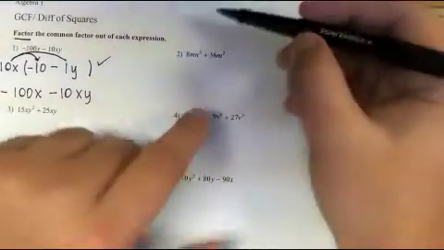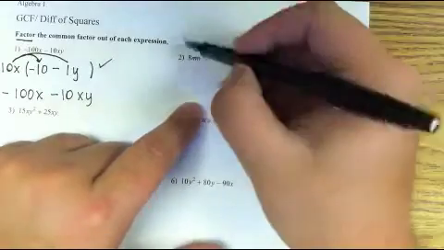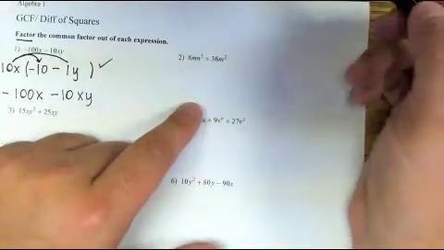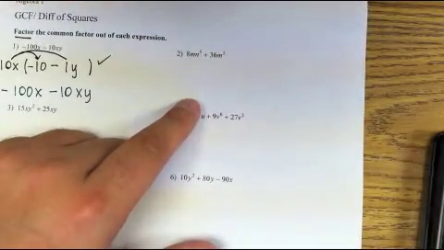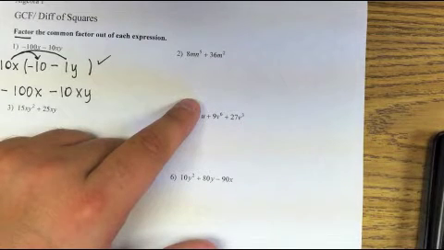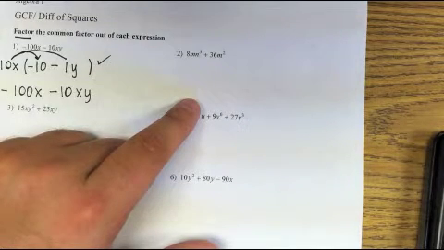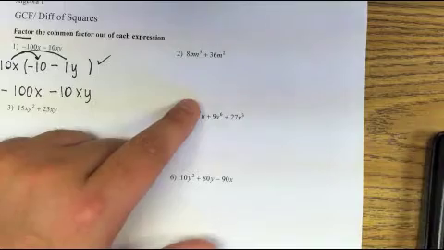Okay? Same song and dance, guys. I'm going to try to find the GCF of just the numbers first. So take a moment, use your calculator, and see if you can figure out what the GCF is between an 8 and a 36. Okay? And in this case, it's going to be a 4.